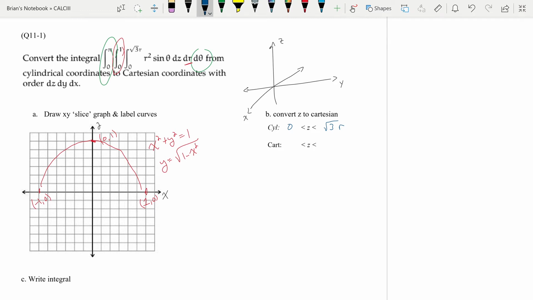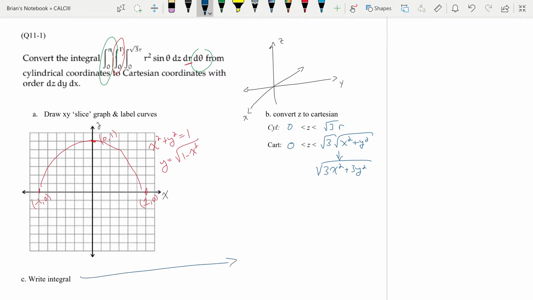Converting part B, our z to Cartesian. We don't have to do anything with the 0. It just stays at 0. And we have a radius. Remember that in cylindrical to Cartesian, the radius is the square root of x squared plus y squared, so the bound is the square root of 3 times the square root of x squared plus y squared. We could do either, either is fine. And then our last step is just to write the integral.